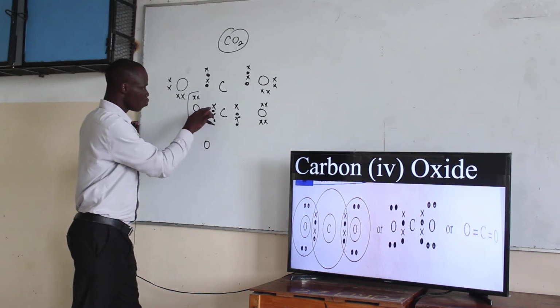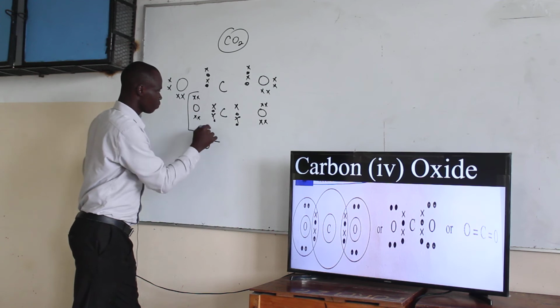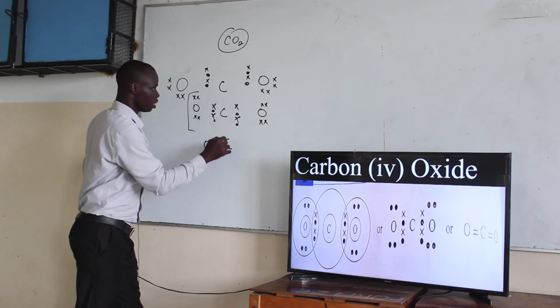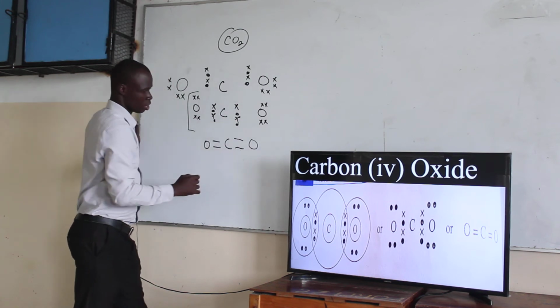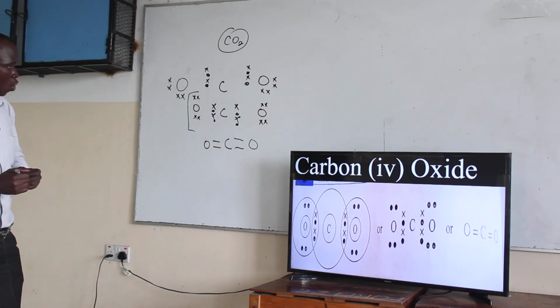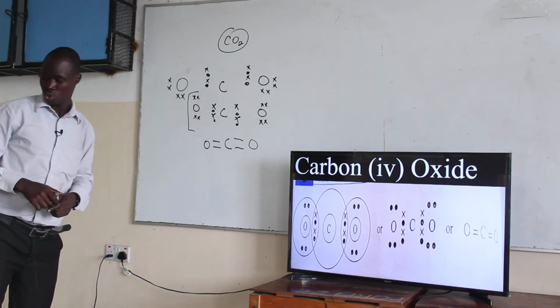How many covalent bonds do we have? 1 covalent bond, another covalent bond. On this other side, we have 1 covalent bond, 1 covalent bond. So, that is how we do that.